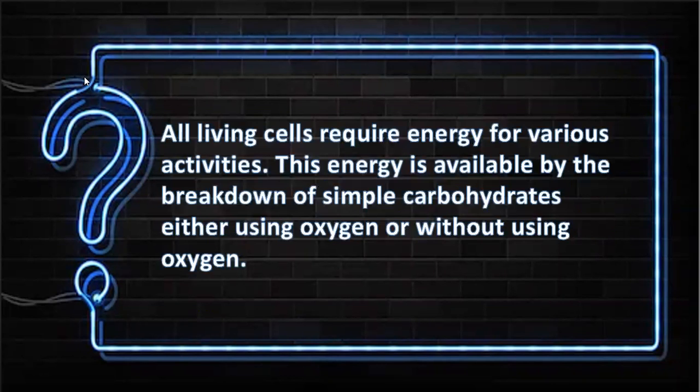All living cells require energy. The statement given is this one. Based on the statement, the further questions will be asked. All living cells require energy for various activities. This energy is available by the breakdown of simple carbohydrates, either using oxygen or without using oxygen. So all of you know this statement, right? For every metabolic activity, we require energy in the form of ATP, right? So how is this energy available for us? This energy is formed by the breakdown of simple carbohydrates, either using oxygen or without using oxygen.